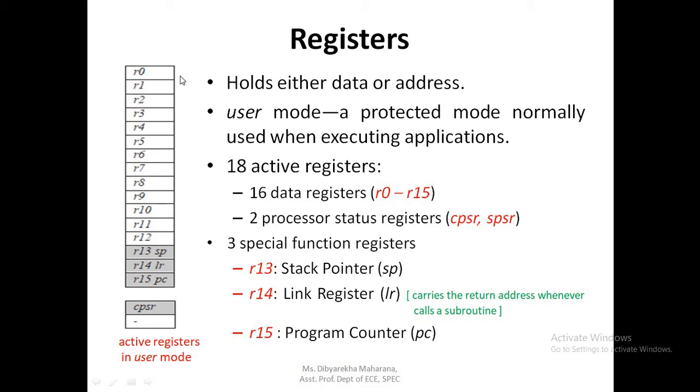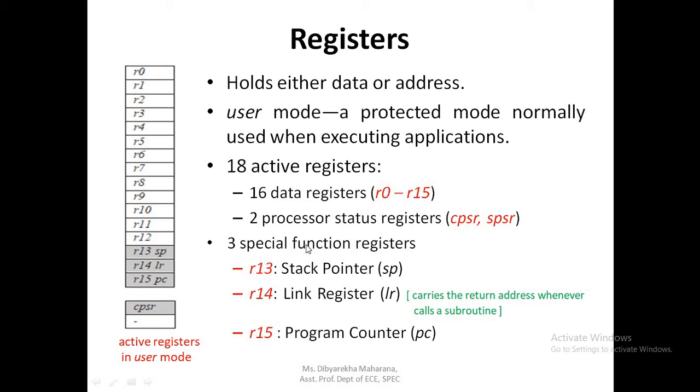Why are the registers used? These are used to hold either data or addresses. These registers are active in user mode. What is user mode? It is a protected mode normally used when executing applications. It has 18 active registers, that is 16 data registers R0 to R15 and 2 processor status registers, that is CPSR and SPSR, the current program status register and the saved program status register.